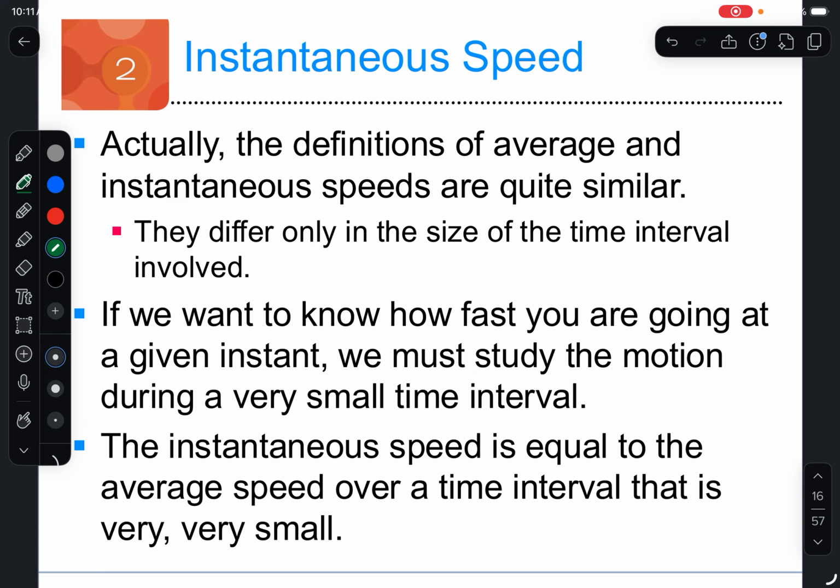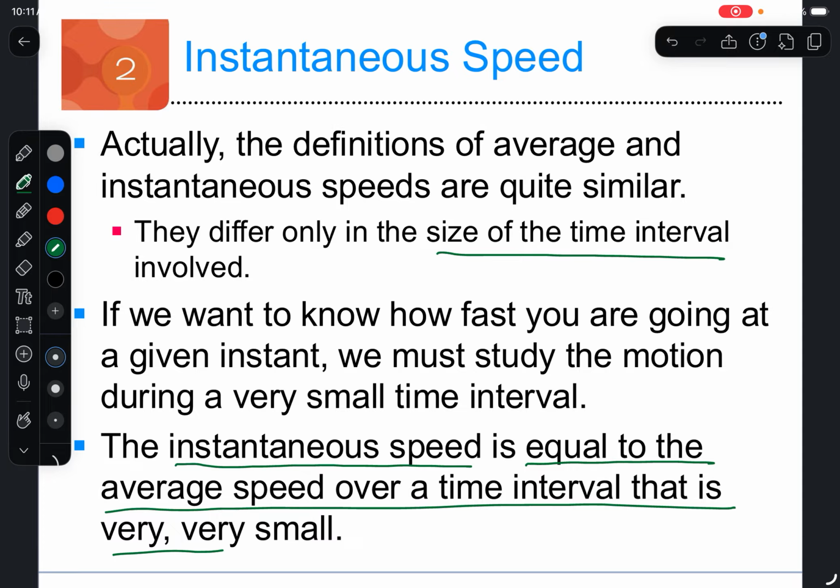Now, when you look at average speed and instantaneous speed, they are similar. They only differ in the size of the time interval. Okay, so if I want to know how fast you're going at a given instant, we have to have a very small time interval. So when you speak of instantaneous speed, it's basically equal to the average speed over a time interval that's very, very small.